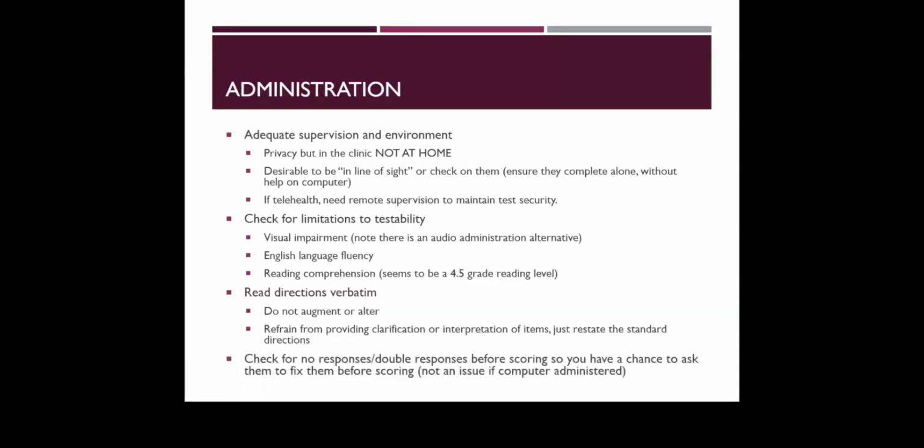And if you are giving the paper and pencil version, it's so important for you to check right away, before you stop, giving them a chance to fix any items that they might have missed where they didn't provide a response, or if they did a double response. So if they filled in the dot and it's both true and false. This will help you so much. It's not an issue if it's computer administered, but if you check that over very quickly, so you have a chance to ask them to fix it before you try to score it, you will save yourself a lot of heartache.